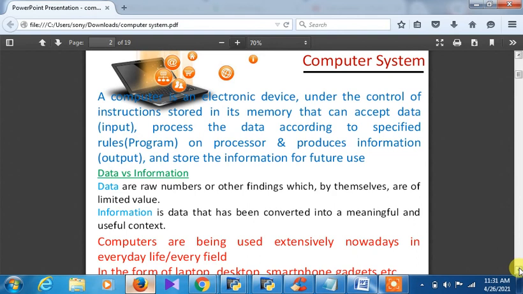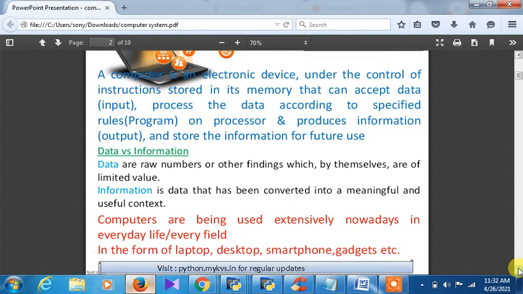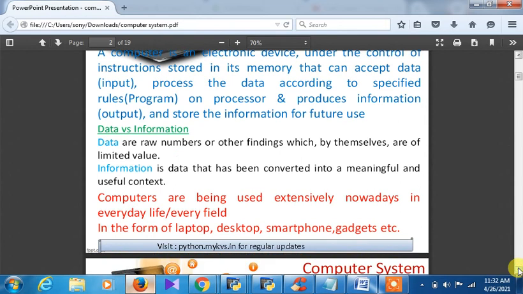Okay, so now you see that computers are being used extensively nowadays in everyday life, in every field, in the form of laptop, desktop, smartphone, gadget, palmtop, whatsoever you say. So that is the very basic introduction of the computer system.